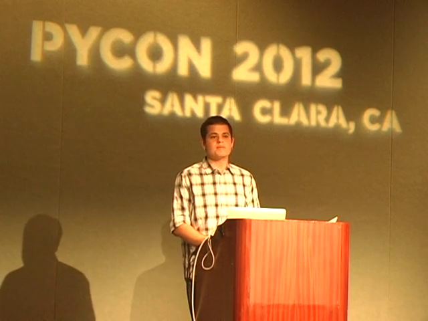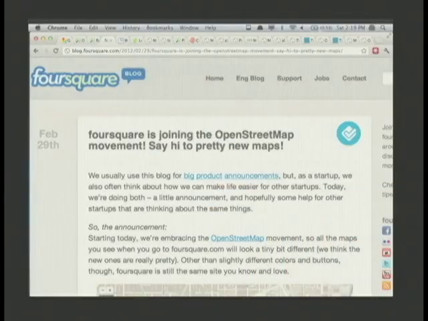So our basic plan here is to load up some OSM data and generate some map tiles based on that, which we can then replace the Google Maps tiles with. A lot of companies have taken this approach recently. Foursquare is one of the biggest companies recently that has jumped on the OpenStreetMap movement. All of their maps are now generated in-house using OpenStreetMap data.